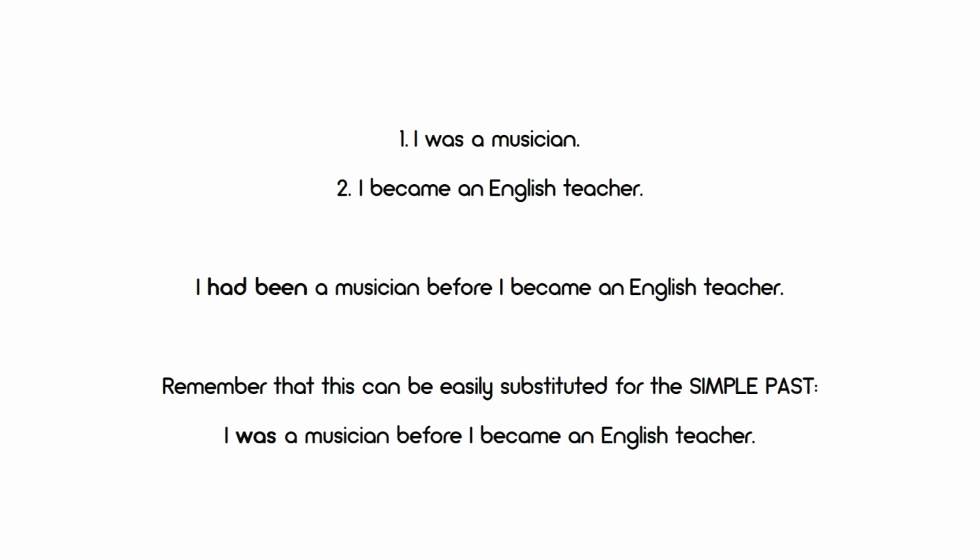Remember that this can be easily substituted for the simple past. I was a musician before I became an English teacher. As I said before, the two events are assumed to come before one another, so they're neither specific nor unspecific. However, the past perfect tense has many cases where it is necessary, such as in conditional sentences and when we use the expression by the time. This is when the past perfect tense just makes it a little clearer which event happened first.